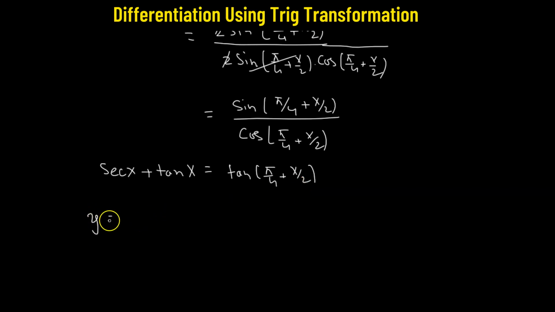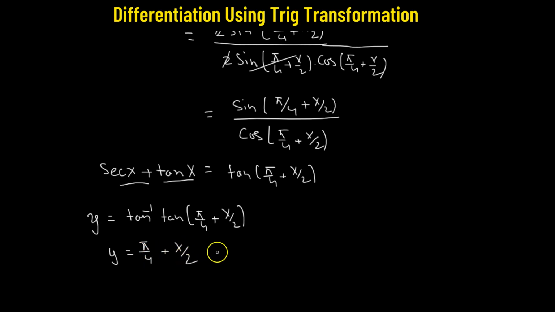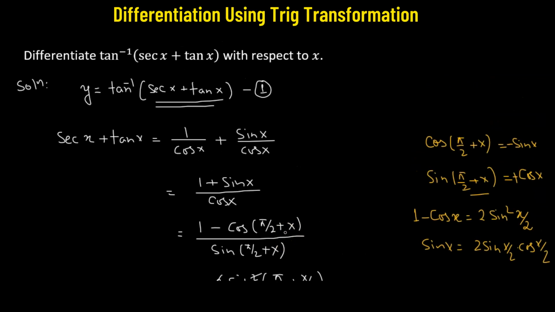Now we have y equals tangent inverse of secant of x plus tangent of x, but we can replace it with the tangent of pi over 4 plus x over 2, and this gives us y equals pi over 4 plus x over 2. When you take the derivative on both sides with respect to x, it gives us 1/2. So this is the value of the derivative of tangent inverse of secant of x plus tangent of x, which is 1/2.